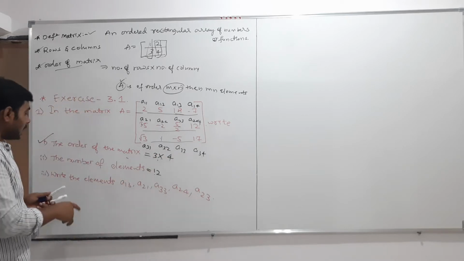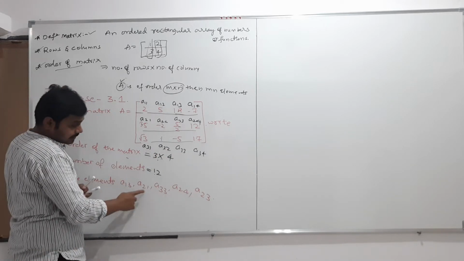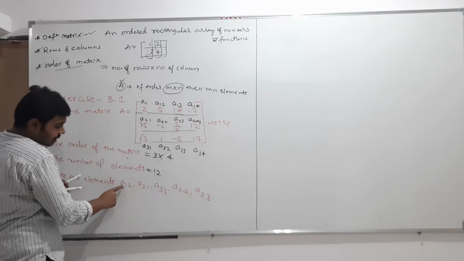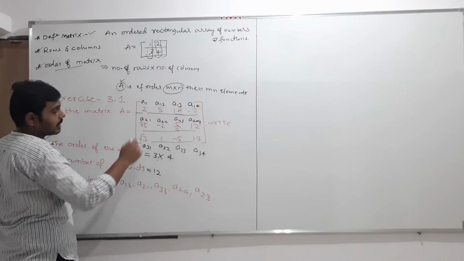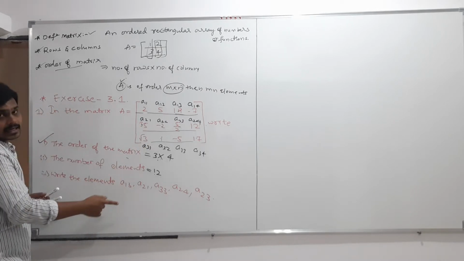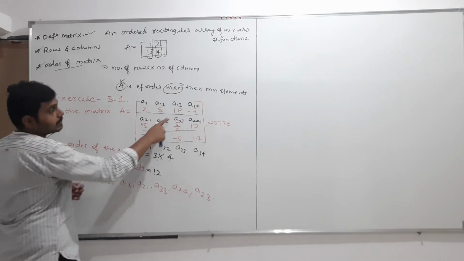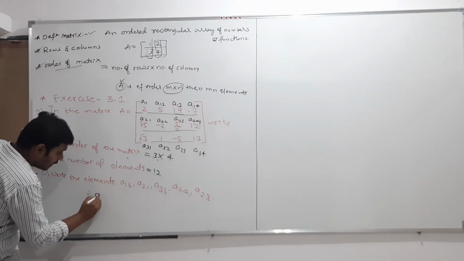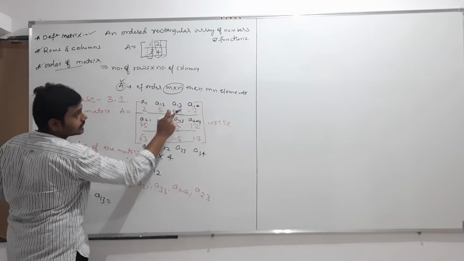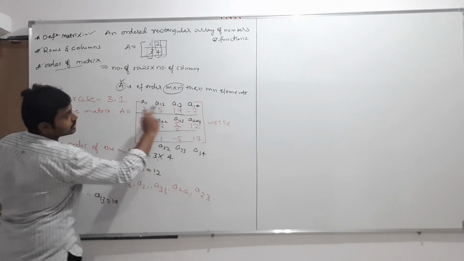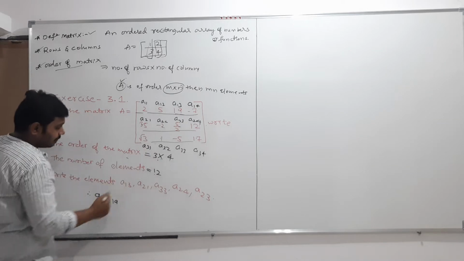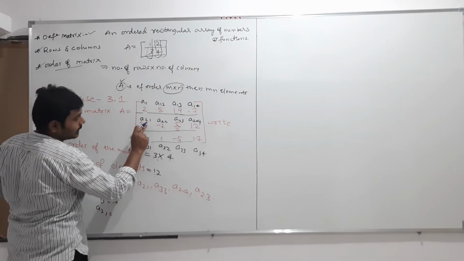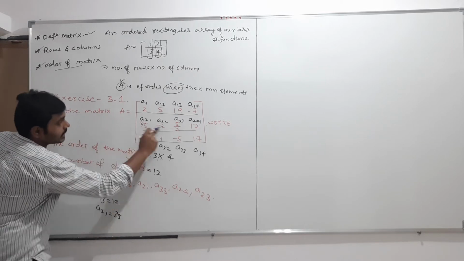And now they asked to write the elements A13, A21, A33, A24, A23. What does it mean? In the given matrix, what is the A13 element? That means the first row third element. So A13 is equal to, comparing here, 19. The first row third column element is 19. And A21, what is A21? A21 is 35, that is second row first column.